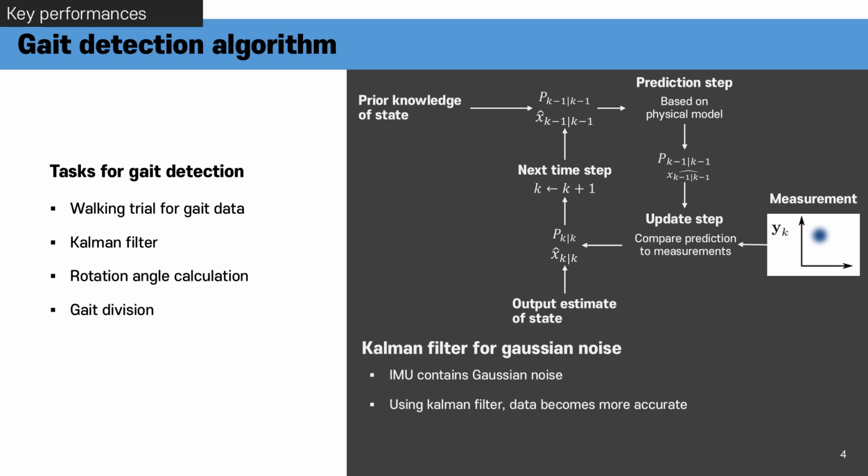First, I'll explain the gait detection algorithm. To detect the gait phase, we used IMU sensors. After a few minutes of walking trial, data about acceleration and position can be taken by the accelerometer and gyrometer. However, because the data also contains Gaussian noise, we use Kalman filters to correct the data. After that, we calculate the rotation angle using the data.